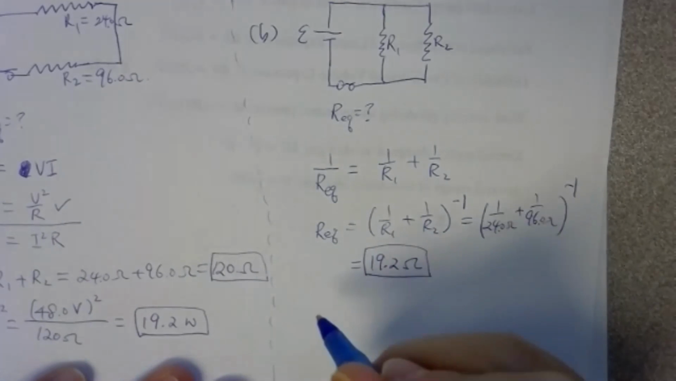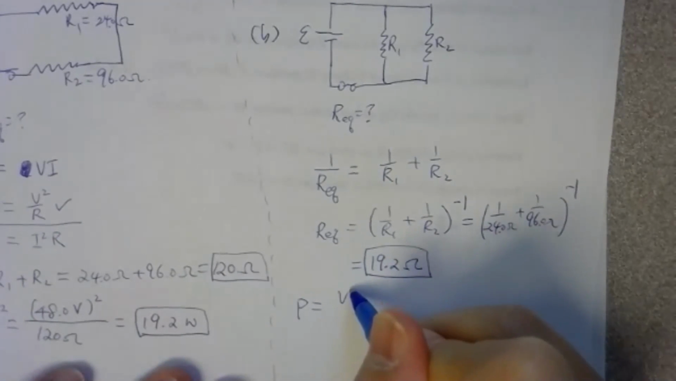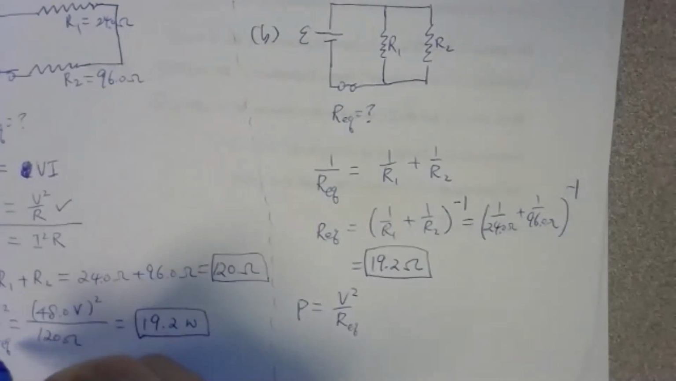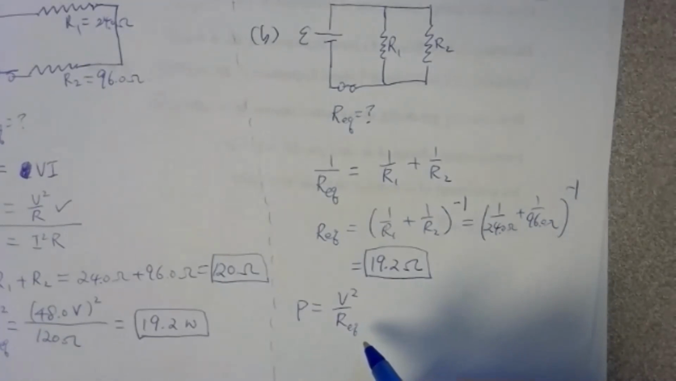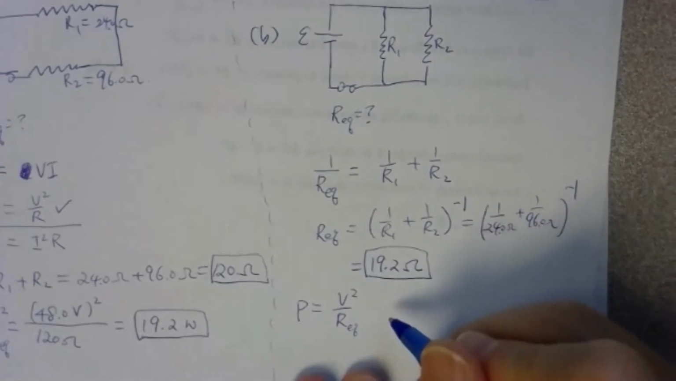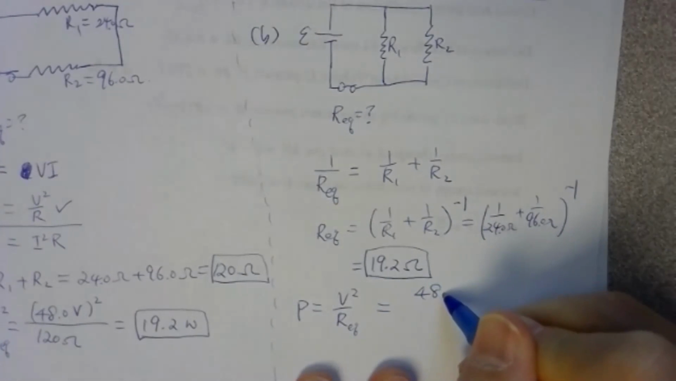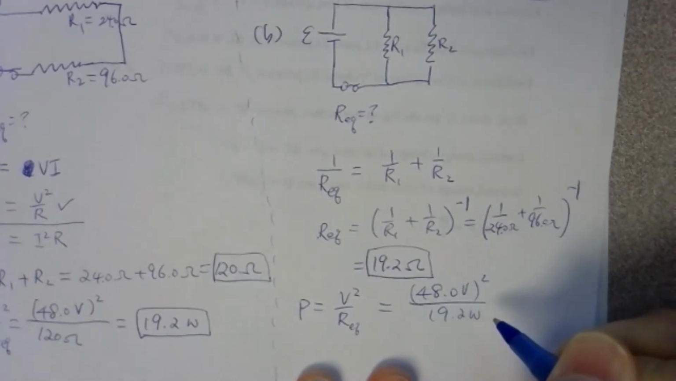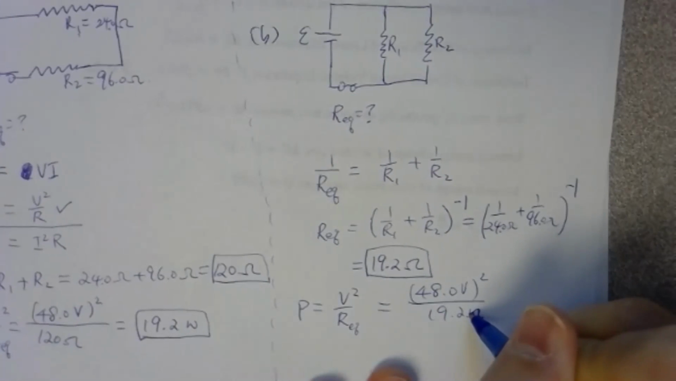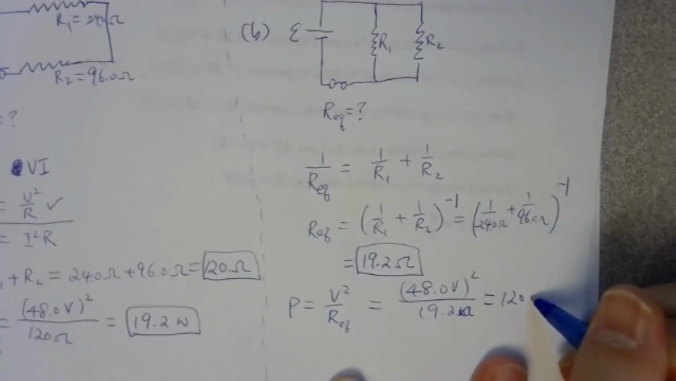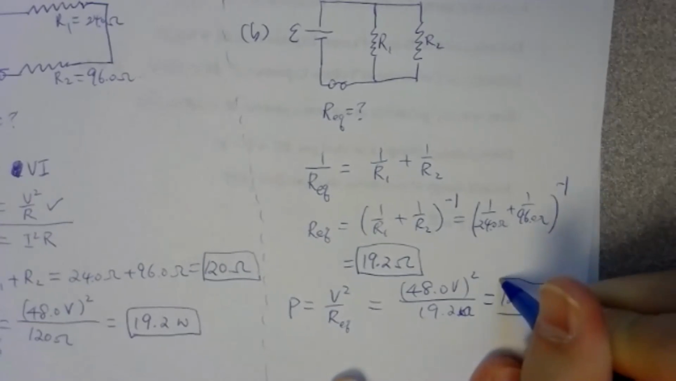All right, and then for power, again, you will be using V squared over R, in this case R equivalent, because you're looking for the power of the circuit, of the combination of the two. So it will be 48 volts again, squared, divided by 19.2 ohms. That will give you 120 watts.